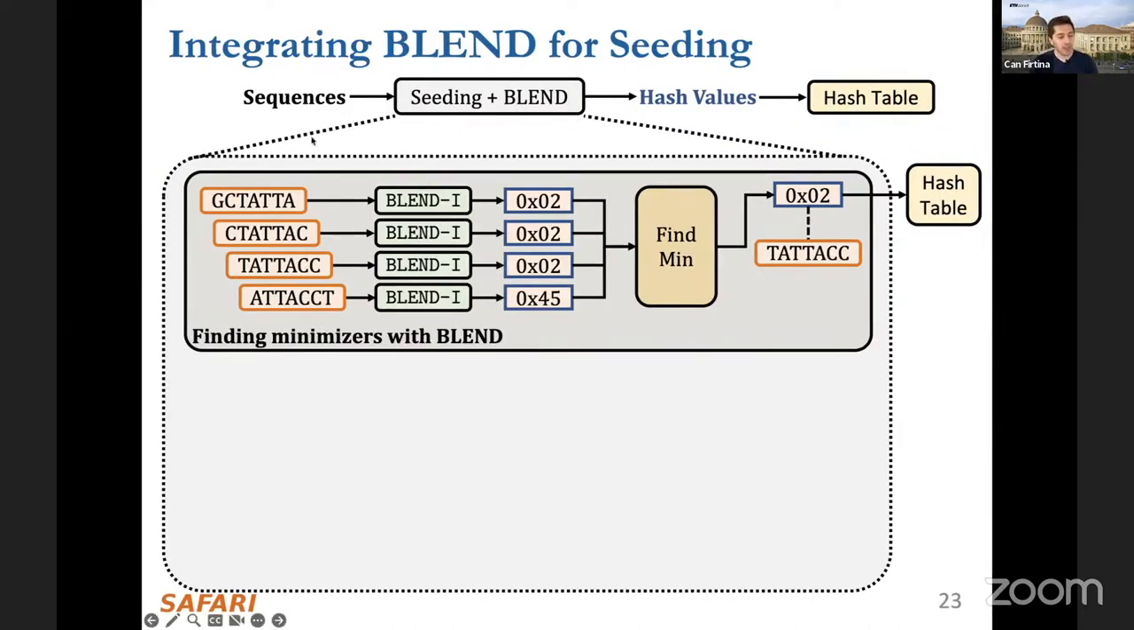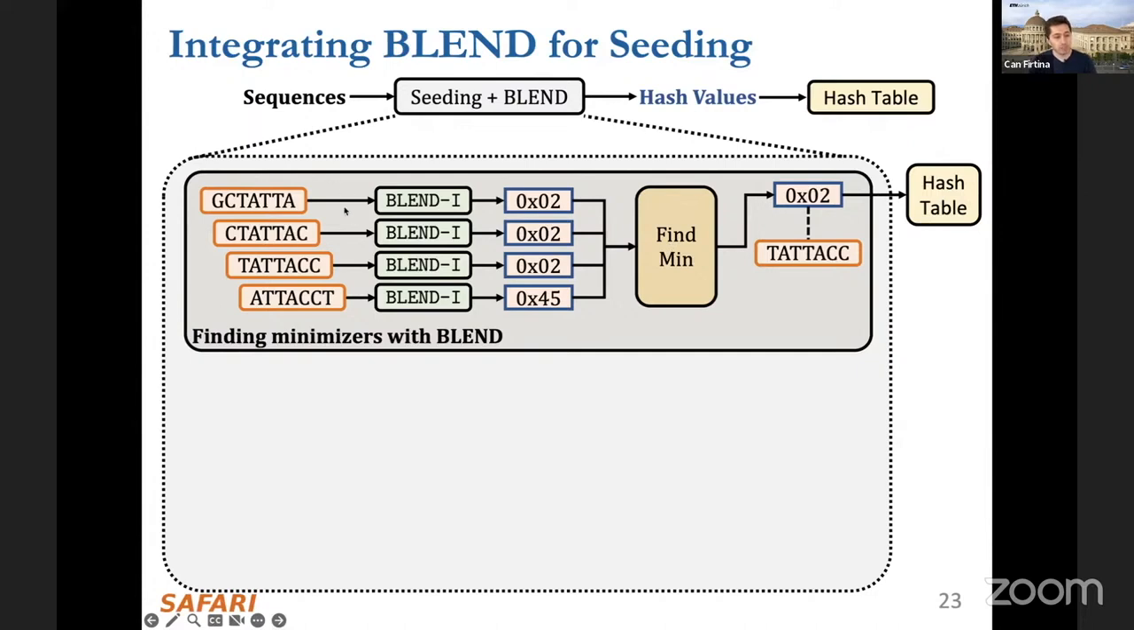Here is how we envision that and how we implement BLEND with the minimizer. We extract all overlapping k-mers in a window of k-mers, and then we use the BLEND-I technique for all of these extracted k-mers in a window to generate their hash values. And then from these hash values, we find the minimum one. So here again, for example, the minimum one is particularly this one. Then we store it in the hash table or query the hash table.